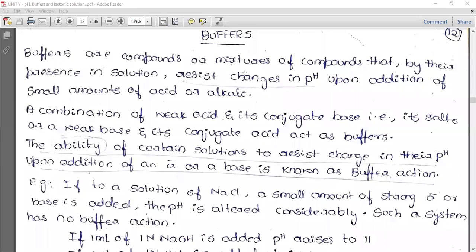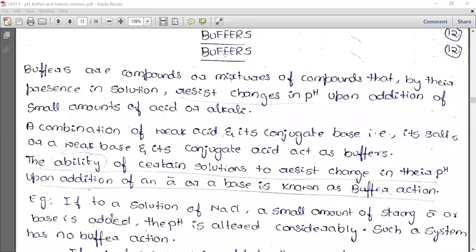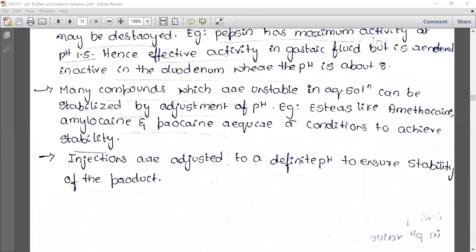Okay, we'll start with the buffers. Any idea what you mean by buffers? Anyone? And please, I expect you to interact. Whatever you know, I expect you to tell.